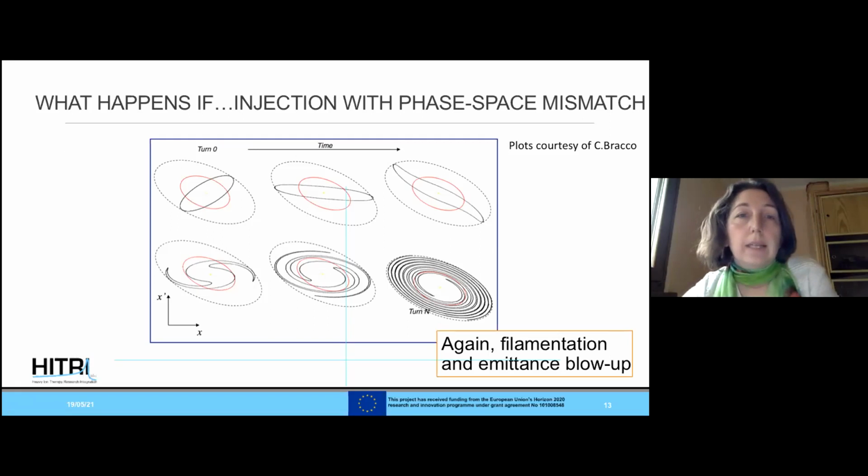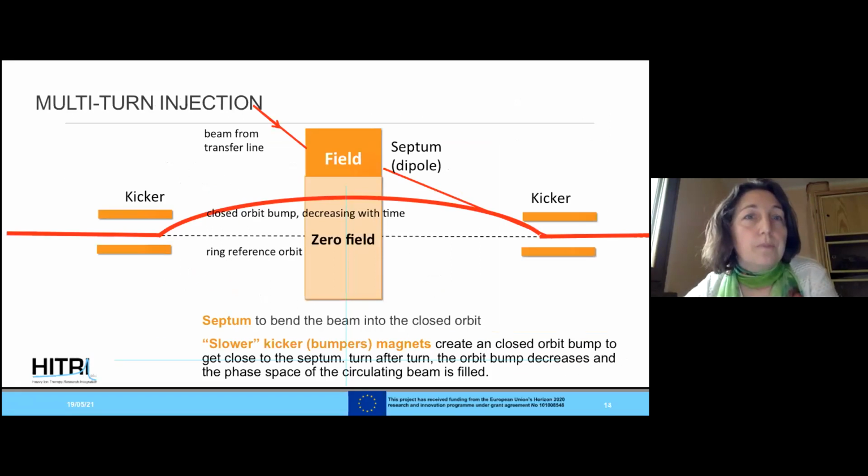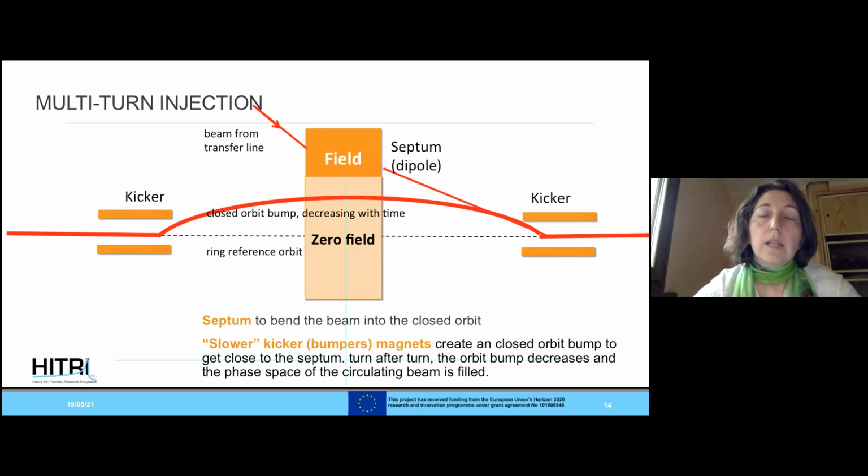Now, let's go to the second kind of injection, multi-turn injection. So what happens if the intensity coming from the source is not enough? You have to inject multiple turns. And for this, you use a slightly more complicated system. You see here you have always the ring orbit. Here you see the beam coming from the transfer line, entering the septum and getting deviated as before.